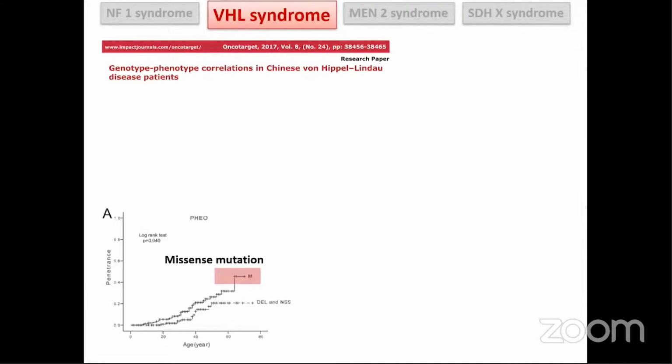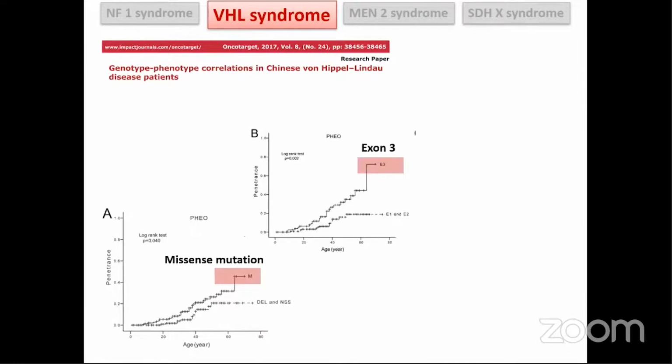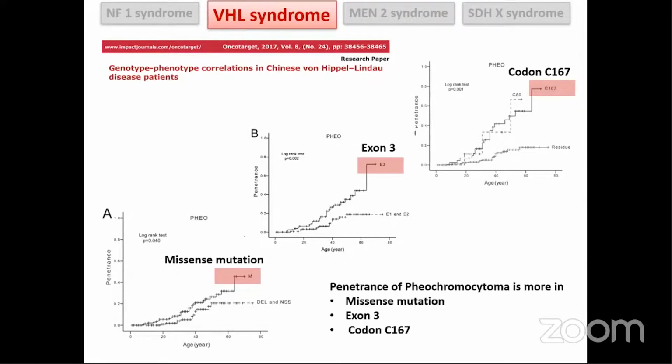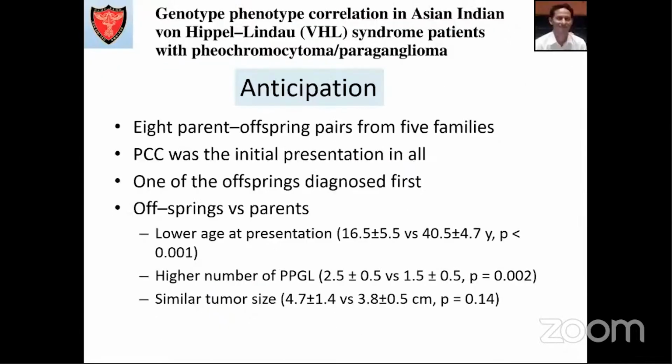Again, when you go deeper into the genetics, we see missense mutations are more likely to have Pheo, especially those with a missense mutation in exon 3, who have the highest odds. Even if you go deeper, those with the C167 codon mutation have the highest risk of pheochromocytoma. So even in VHL patients, someone with a missense mutation, typically exon 3, typically codon 167, has the highest prevalence of Pheo.